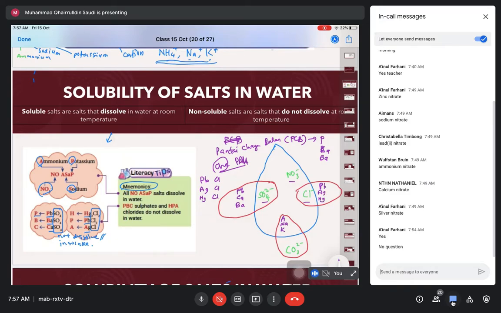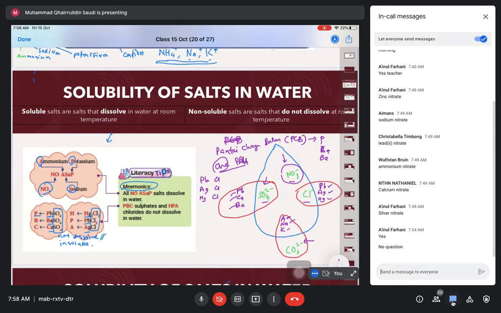Okay, kalau buat this diagram, so you will know that apa-apa pun nitrate salt, semuanya dalam water, dissolve. Sulfate salt, semua dissolve in water except for lead, chloride, barium. Chloride salt, semua dissolve except for lead, silver, mercury. Carbonate salt, semua insoluble except sodium, ammonium, sodium, and potassium. Okay, whichever ways that you want to do, it depends on you.